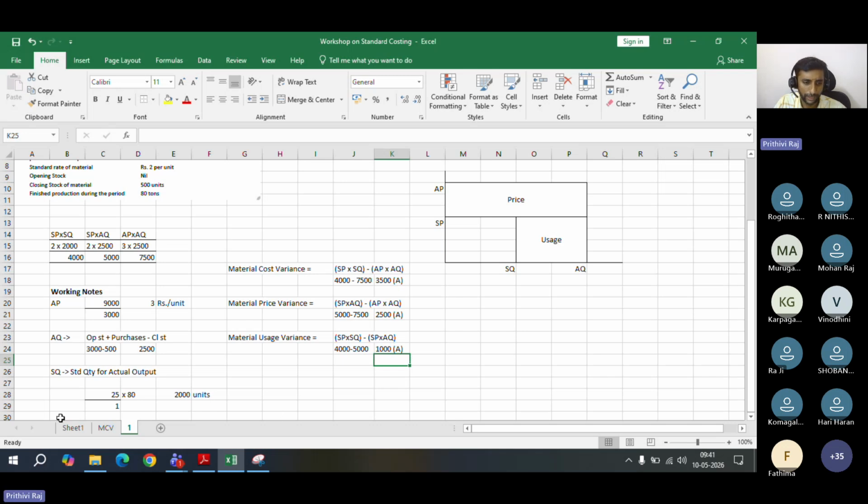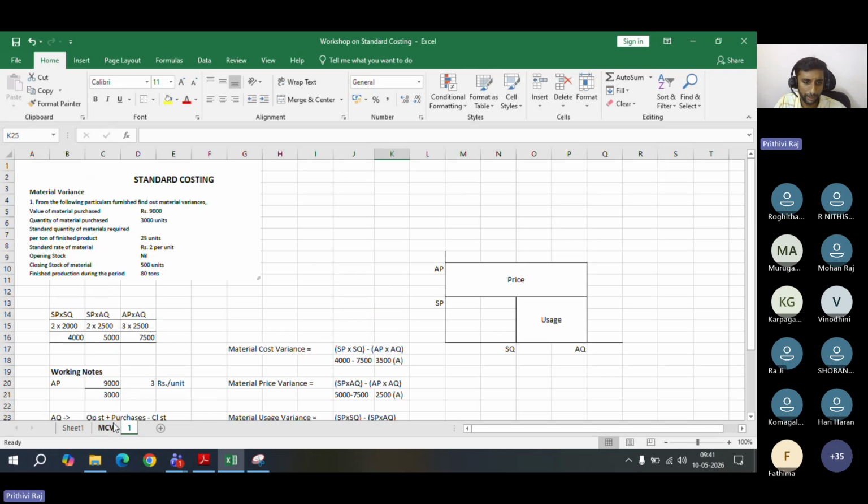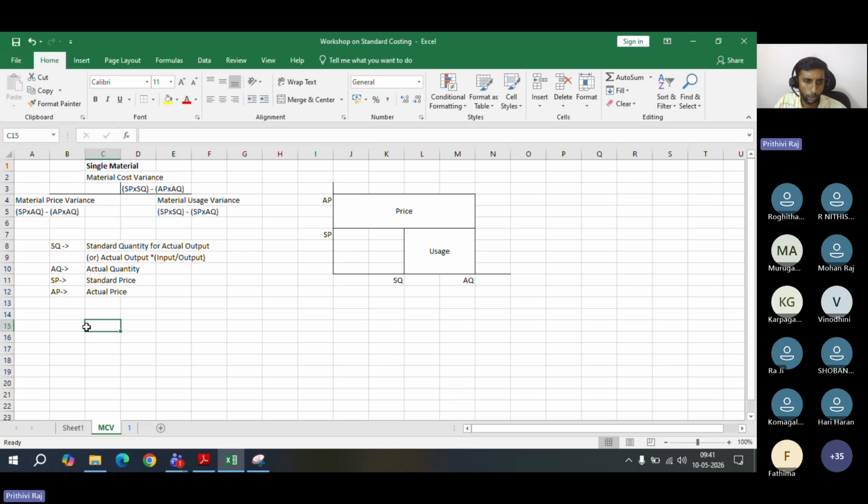Now let's go to the second part. So this is the single material. Now let's go with two or more materials. That's multiple materials.